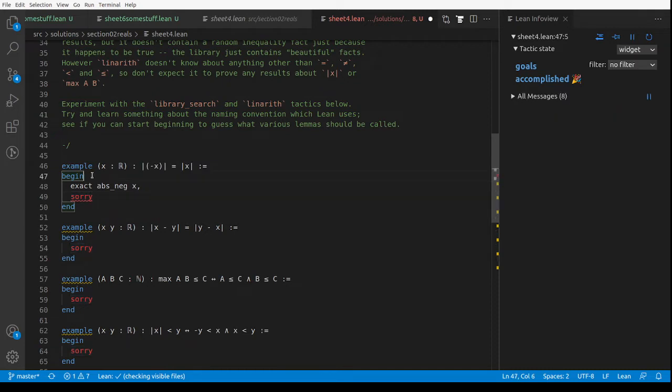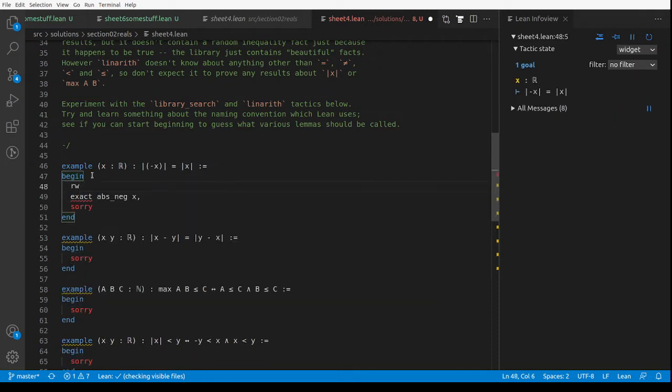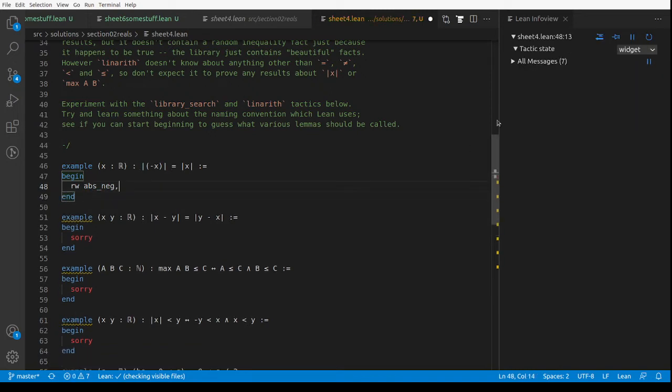It's an equality, so we could also rewrite it. Rewrite abs_neg. We'll probably turn the left hand side into the right hand side. There you go, and that solves it as well, because after norm of minus x is turned into norm of x, the rewrite tactic tries refl. So there's several ways of doing that first one.